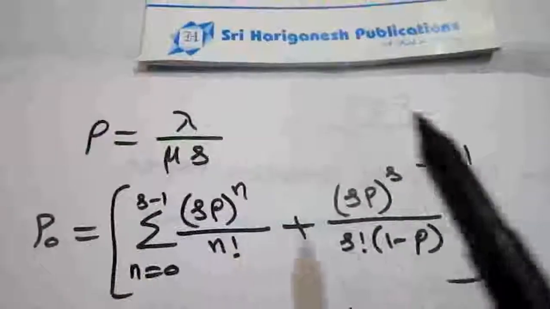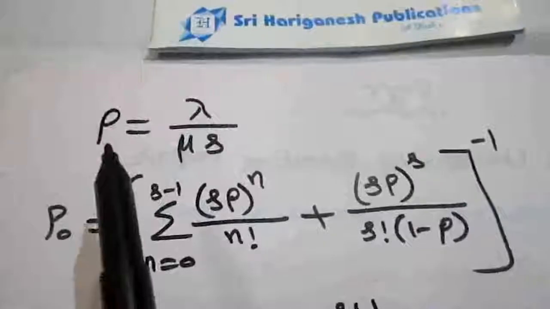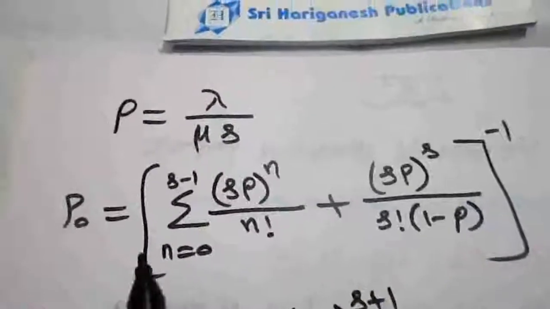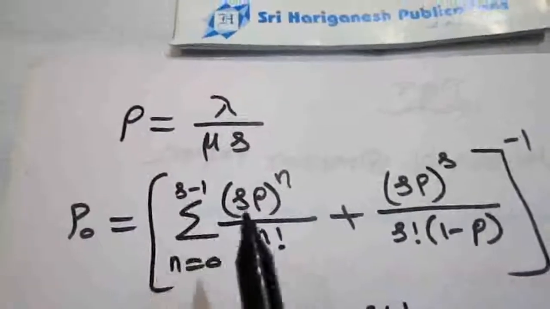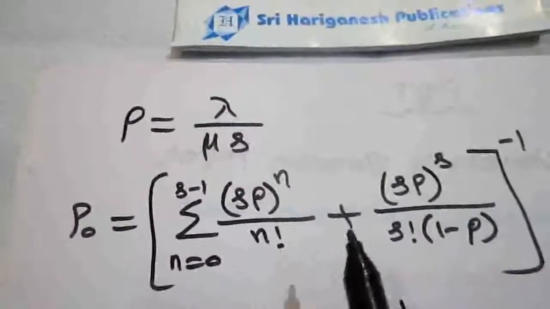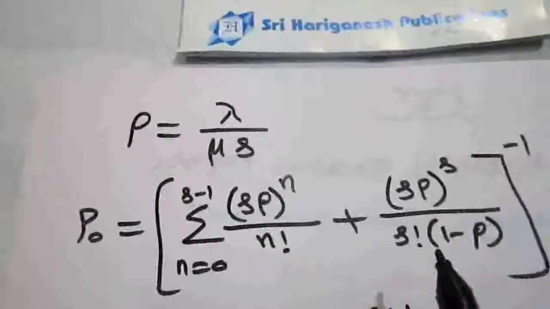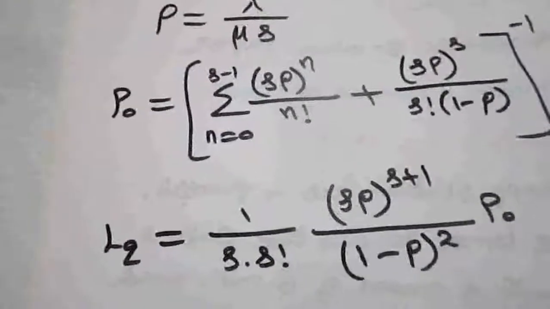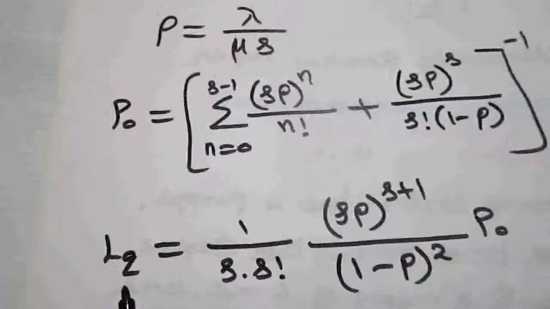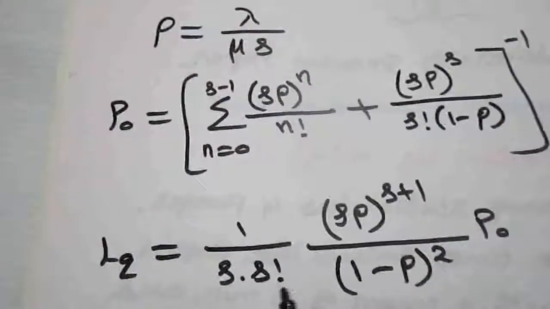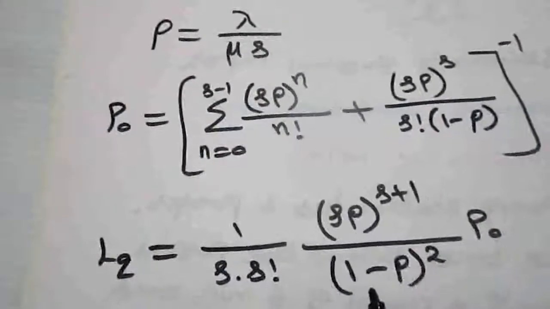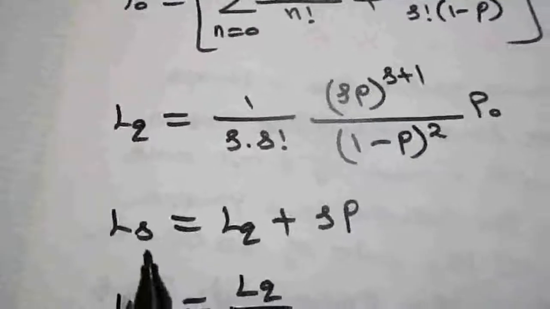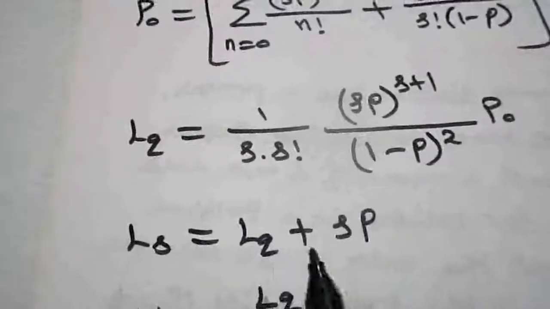Now these are all the required formulas for this model. Rho is equal to lambda by mu s, where s is the number of servers. P0 is the sigma n equal to 0 to s minus 1, (s rho)^n by n factorial, plus (s rho)^s by s factorial into (1 minus rho), whole power minus 1. This is the formula for P0. And LQ, the number of customers in the queue, is 1 by s into s factorial into (s rho)^(s+1) by (1 minus rho)^2 into P0. And LS, the number of customers in the system, is equal to LQ plus s rho.